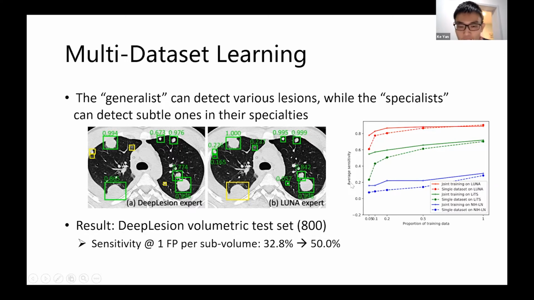We also find that by joint training of multiple datasets, the sensitivity of the model can be improved on every test set. We not only test on DeepLesion, we also test on Luna and on NIH lymph node. So with the joint training strategy, the accuracy on each of these datasets can be improved.